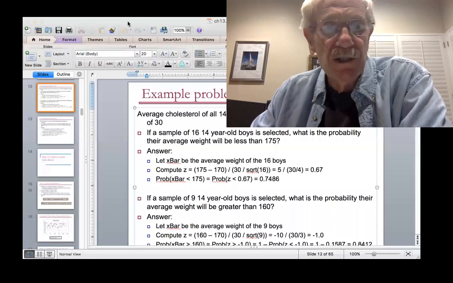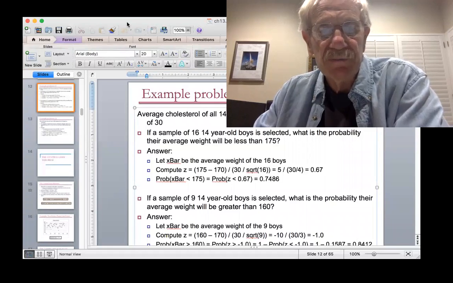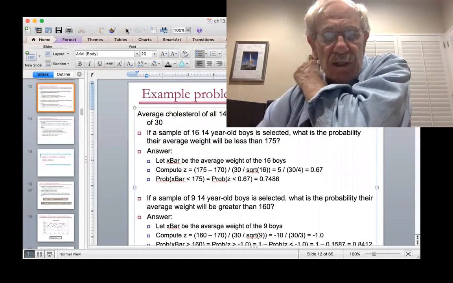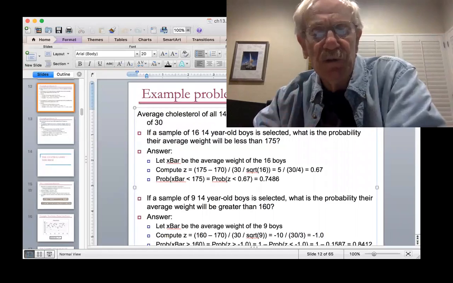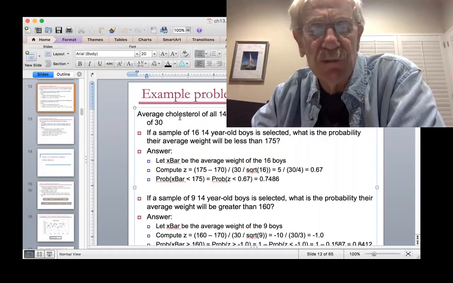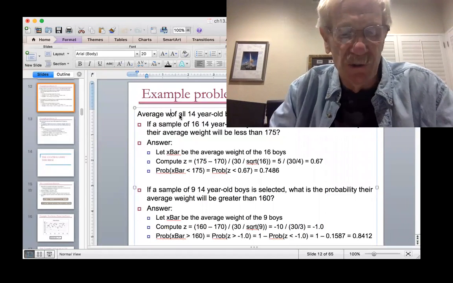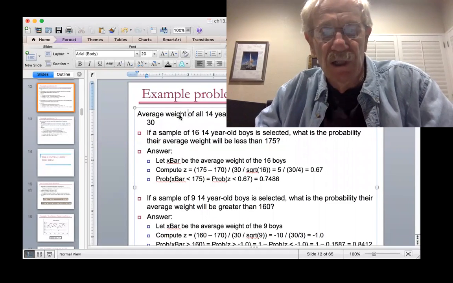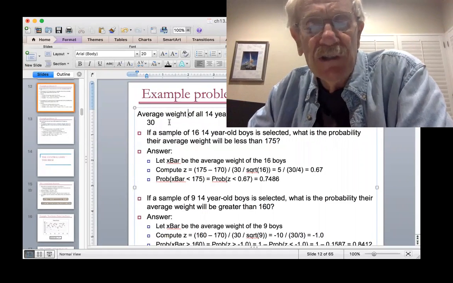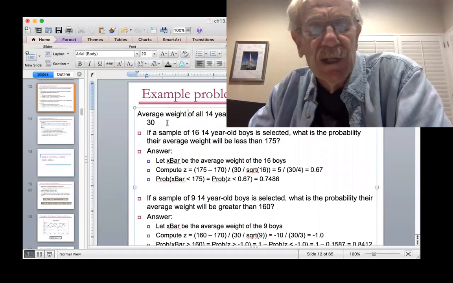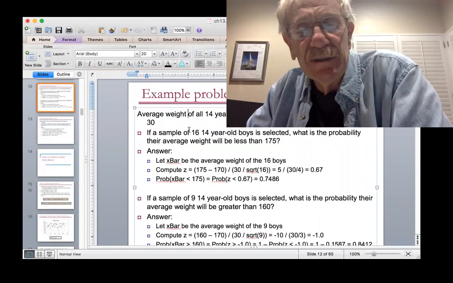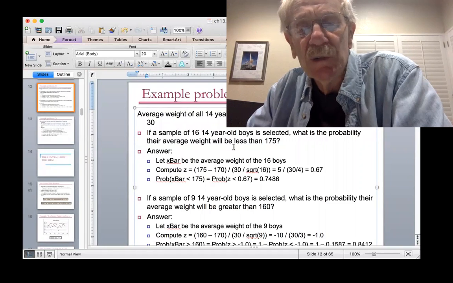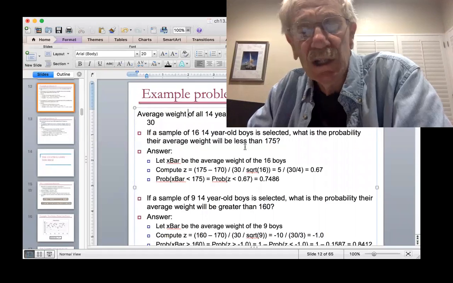Okay, so let's start with this. Let's go back to this then. So we have the average weight of 14-year-old boys is 170, with a standard deviation of 30. So if a sample of 16 boys is selected, what's the probability that their average weight will be less than 175? So the average weight of all 16 boys will be less than 175.